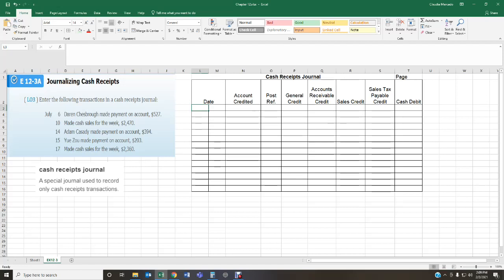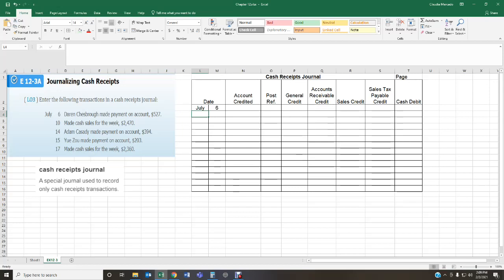Okay, so let's start with the first one. We have July the 6th. So let's put July, and this is happening on July the 6th. It says Darren Chesbro made a payment on account, $527. So we are receiving the money from Chesbro.